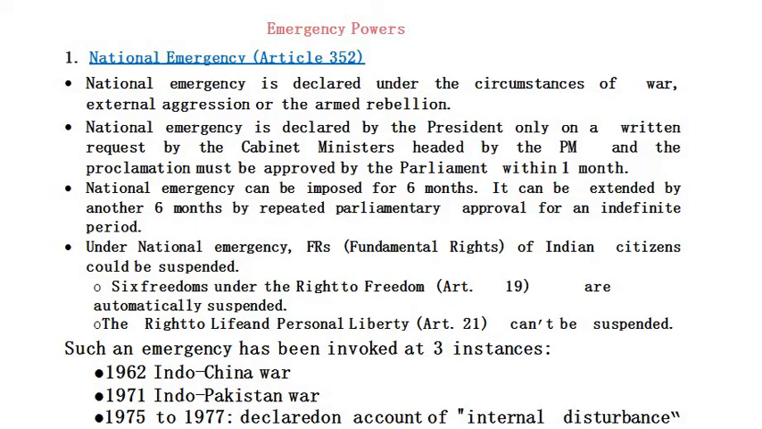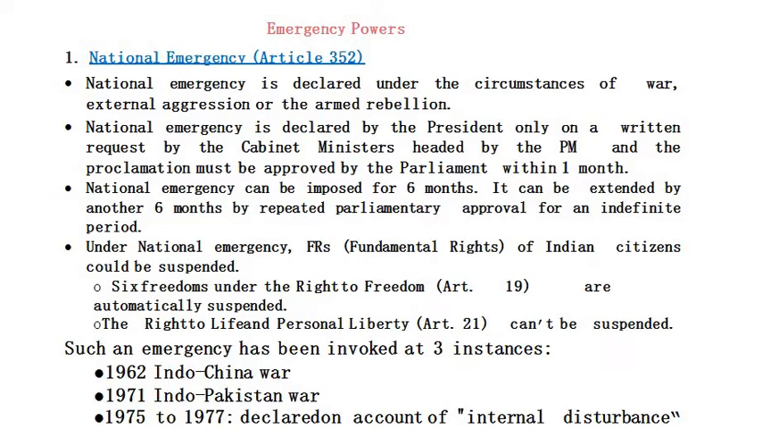The emergency powers. We all know that the President is the one who can proclaim any type of emergency happening in the nation, in the state, or in the financial sphere. There are only 3 types: national emergency, state emergency, that is the presidential emergency, and the financial emergency. The national emergency is given in Article 352. National emergency is declared under the circumstances of war, external aggression and armed rebellion.